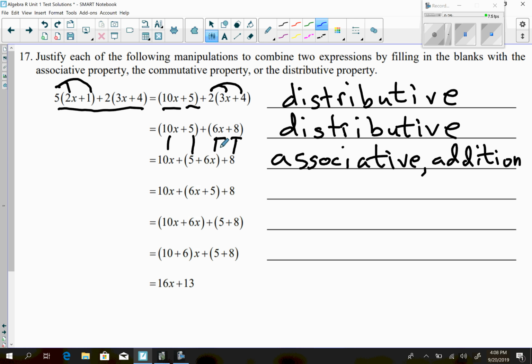Now I want to see how we got from this line to this line, and I see a change in order. 6x moved there and the 5 moved there. When we change the order, change order, CO, MMUTATIVE. And the two things are added, so it's the commutative property of addition.